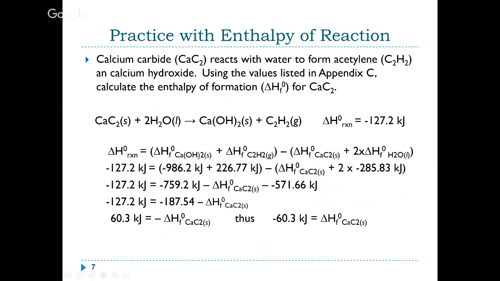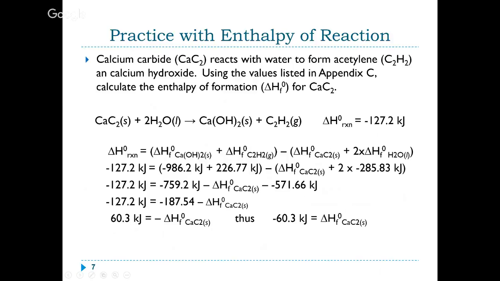The enthalpy of reaction for this is given to us. It's given as negative 127.2 kilojoules. So this tells me this reaction is exothermic. So once again, I set up my formula before I start plugging values in.